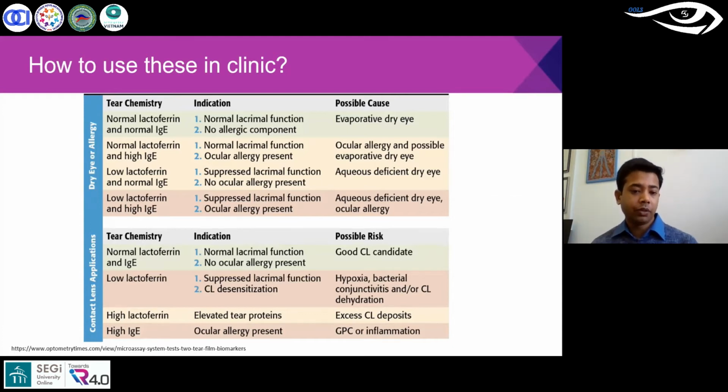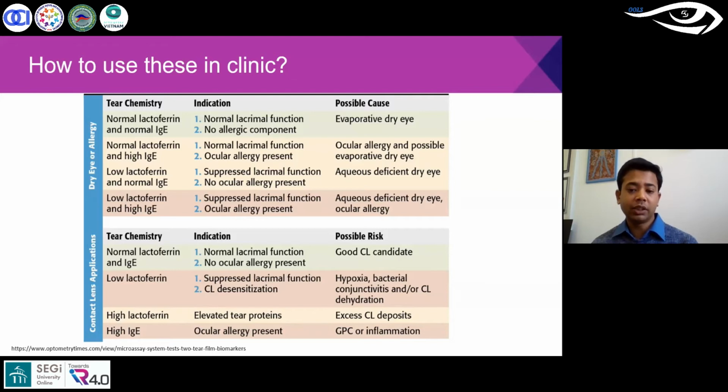So if the lactoferrin and IgE are normal, which means normal tear secretion and no allergy present, it's a good candidate for contact lens or to continue contact lens wear. If it's a low lactoferrin, which means aqueous deficient, it could be hypoxia, it could be bacterial conjunctivitis, or contact lens dehydration. It could be various different reasons. And some of the indications also include contact lens desensitization, which means it doesn't sensitize a lot because the tear is much lower. High lactoferrin means a lot of elevated tear proteins and a lot of tear secretion happening.